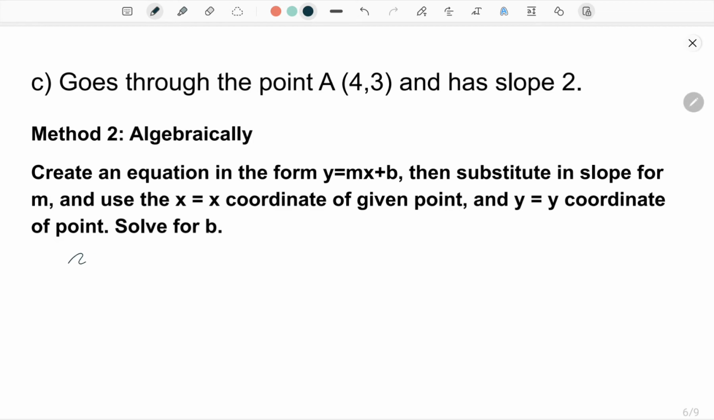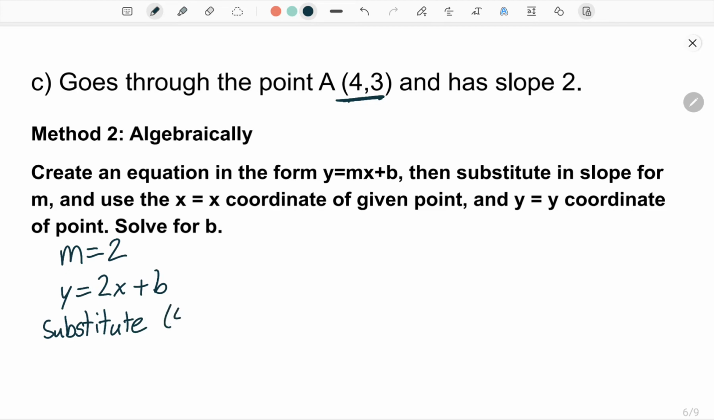So what do I mean? Well, we know m is equal to 2. So what I could do is I could already start writing this equation as y equals 2x plus b. So we know it has to look like that based on just the slope being 2. We don't know what b is yet, but that's what we're going to find out. The second part is we can substitute our point in. So we have a point, the point (4, 3). And we can substitute that into the equation.